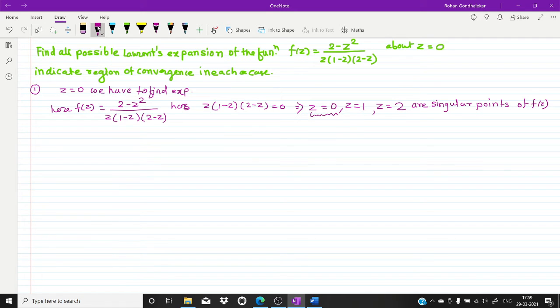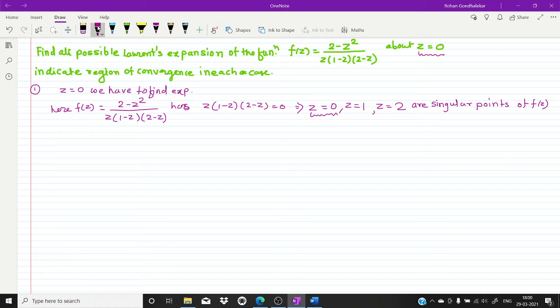Now look at this: we have to find an expansion at z equal to 0. Why am I underlining this particularly? It is because the center of the circle is itself a singular point. And we have seen that the Laurent series expansion is possible in the annulus region, that is a region which is between the two circles. Now how to tackle this situation? Don't worry, we'll discuss it.